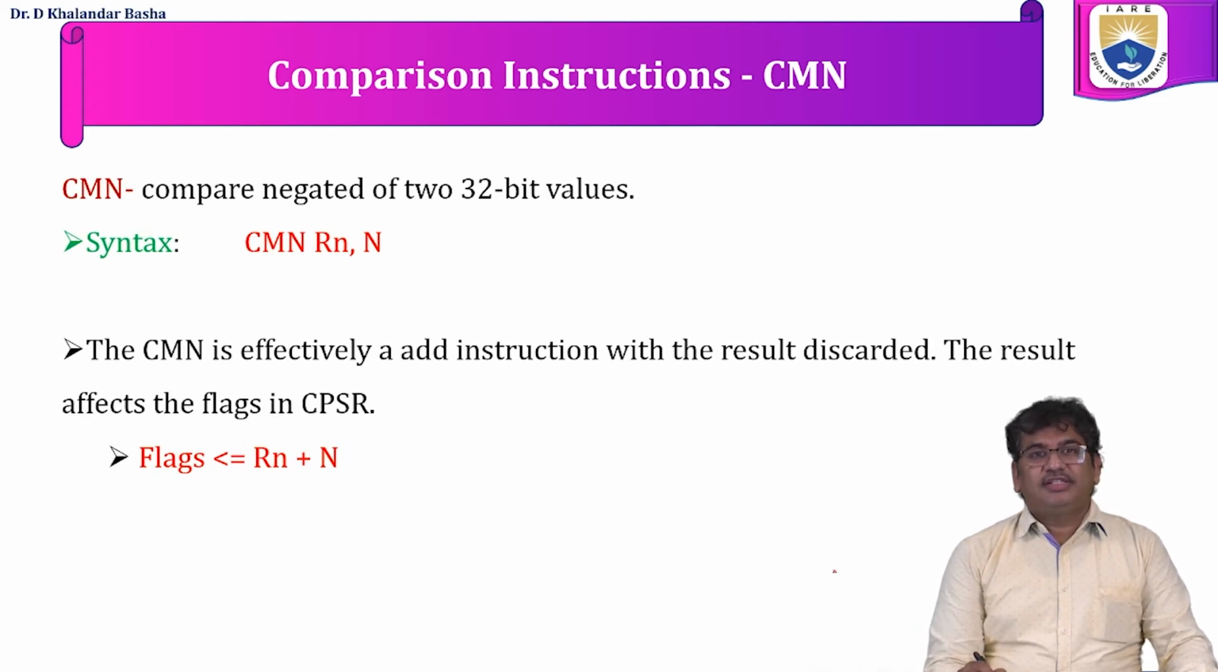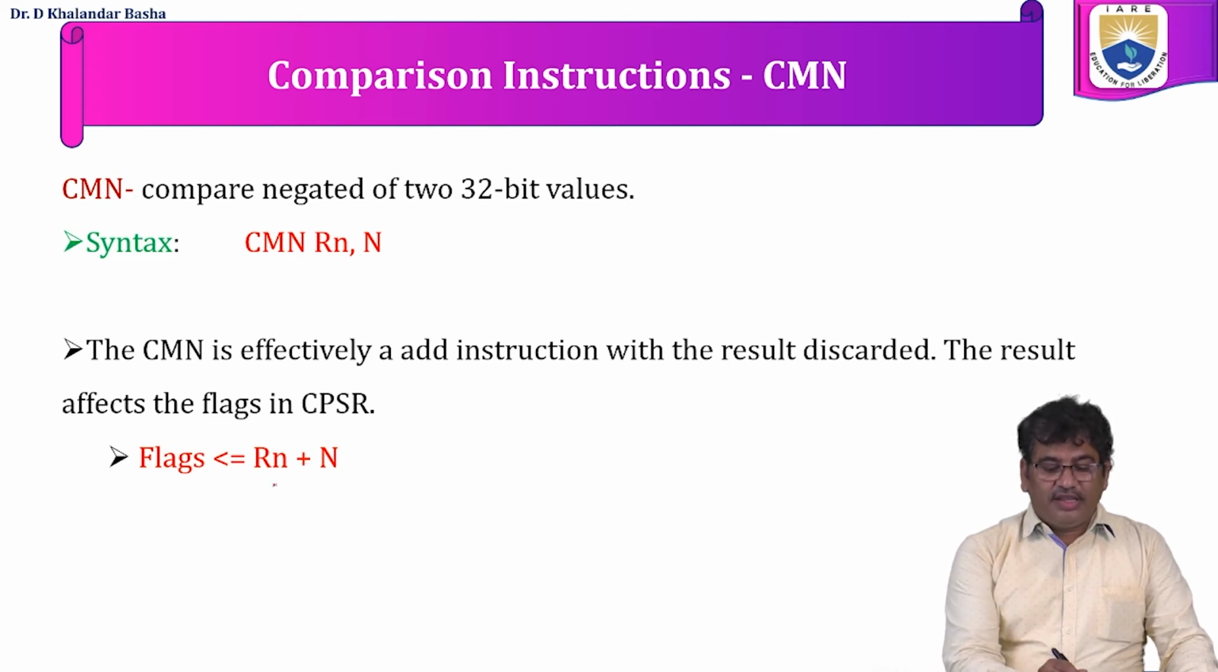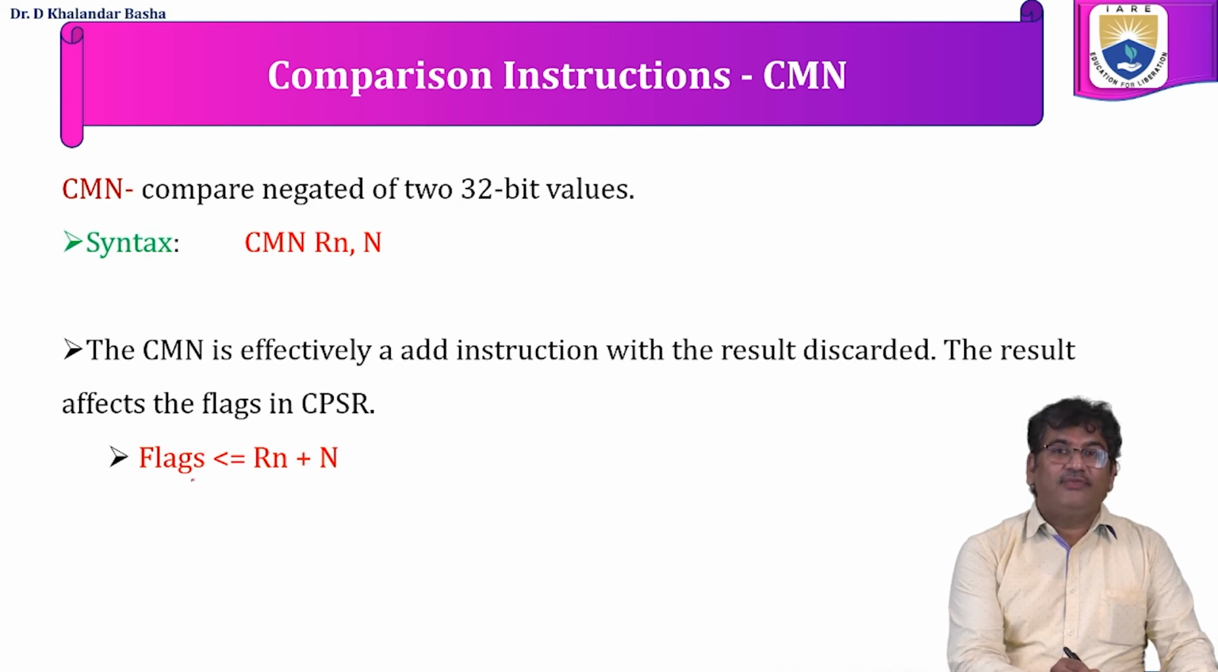The next instruction is CMN, which is compare negated of two 32-bit values. The syntax of the instruction is CMN, Rn, comma, N. CMN is effectively an add instruction with the result discarded. The result will affect the flags in CPSR. So here the Rn contents will be added with N and it will update the flags in the CPSR register.